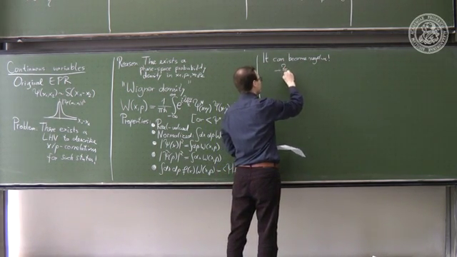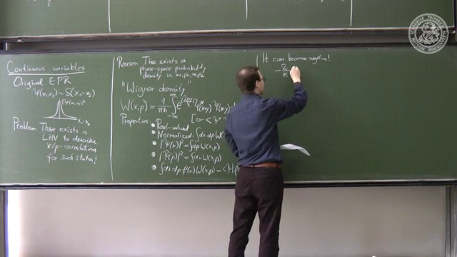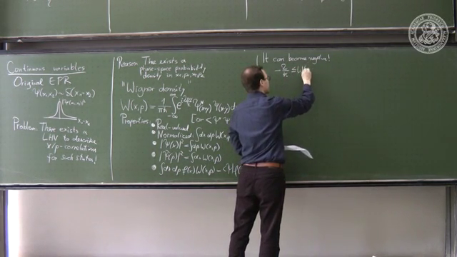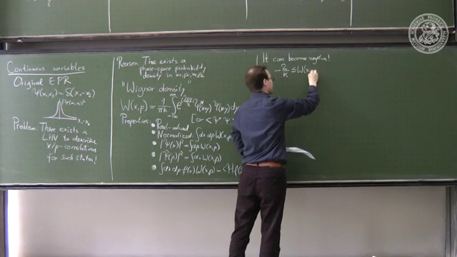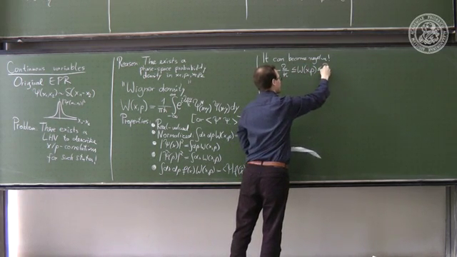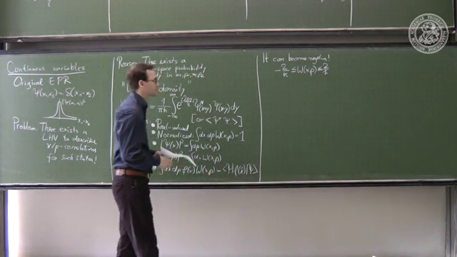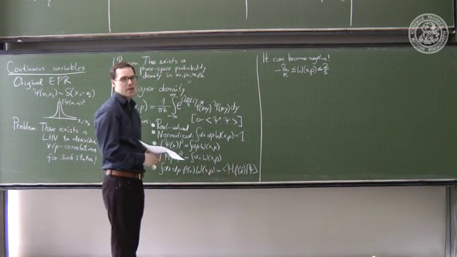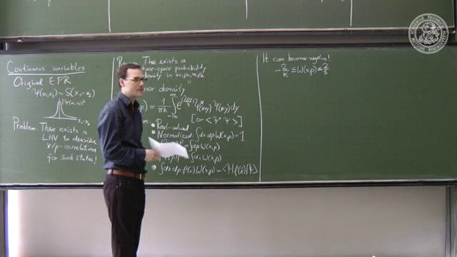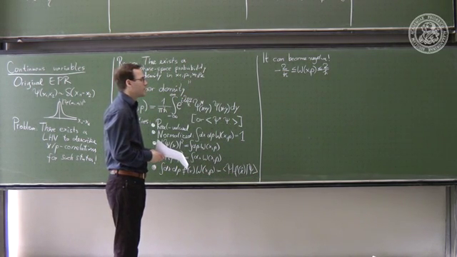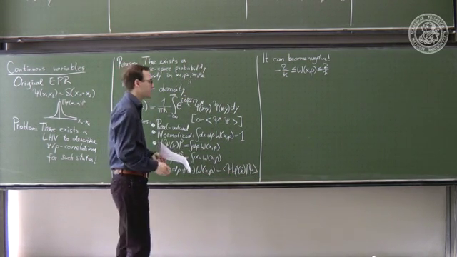But there is a nice bound. Minus 2 over h bar is smaller or equal than the Wigner density, smaller or equal than 2 over h bar. So it can become negative, but not infinitely negative. Maybe it helps to have examples.